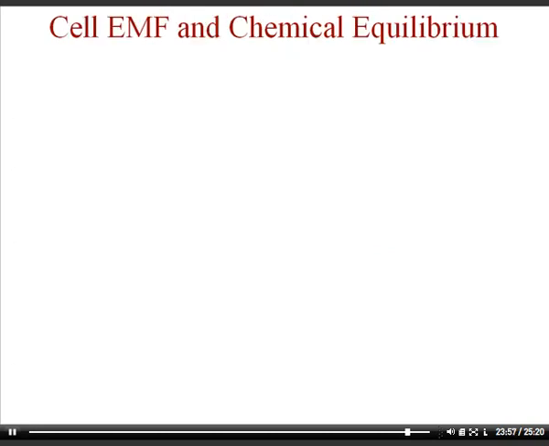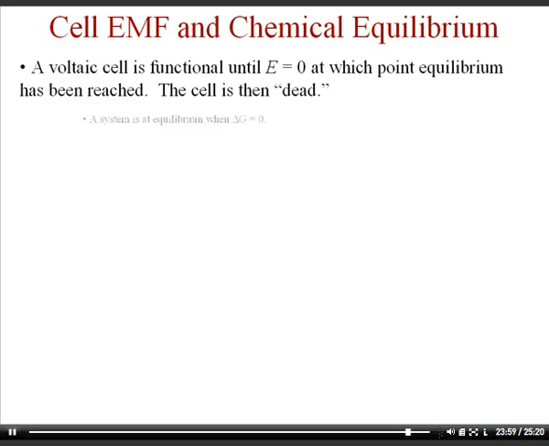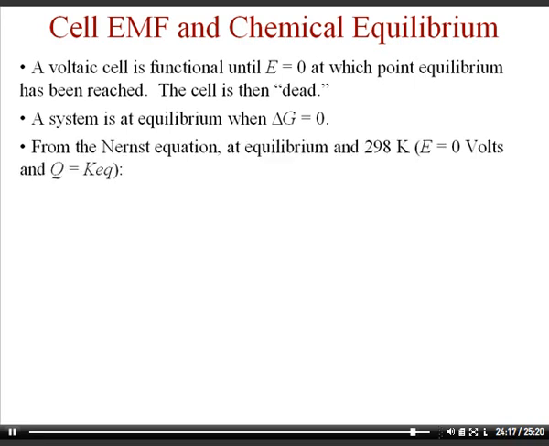Now, cell EMF and chemical equilibrium can be compared in a formula, and we'll derive that formula right now. So a voltaic cell is functional until E equals 0. At that point, you have an equilibrium established in the reaction, and then the cell is dead. And when the system's at equilibrium, we know delta G is equal to 0.